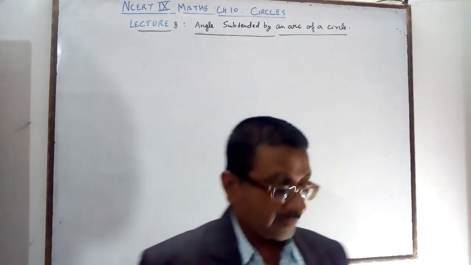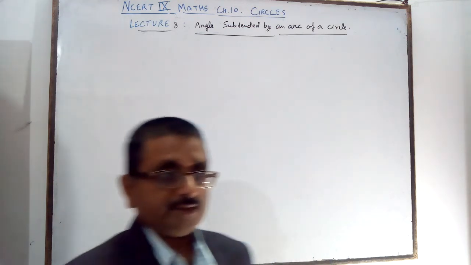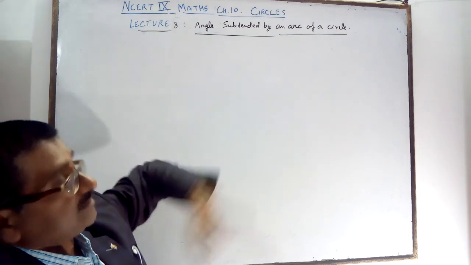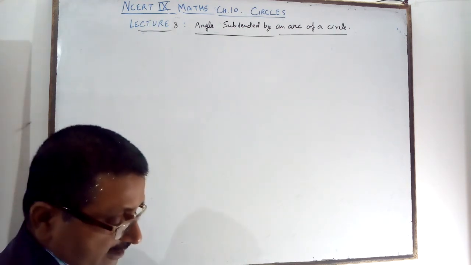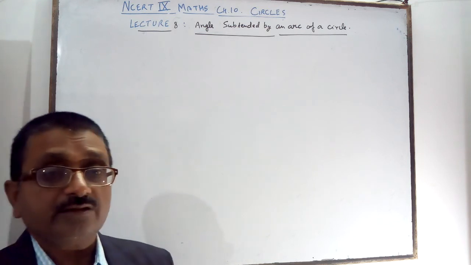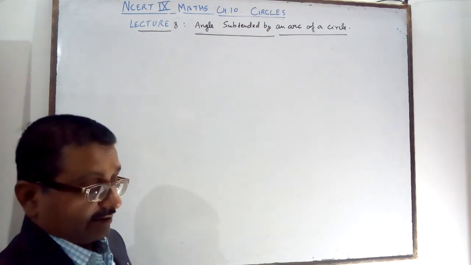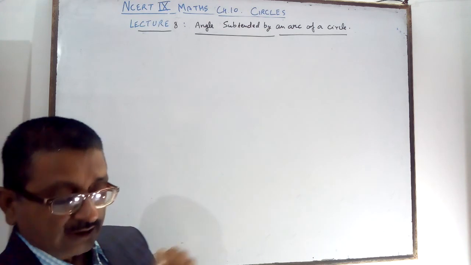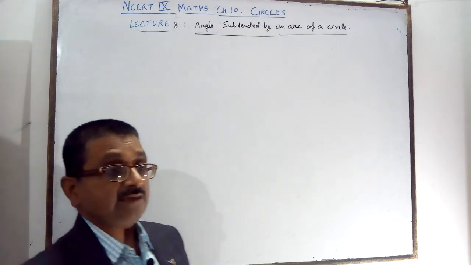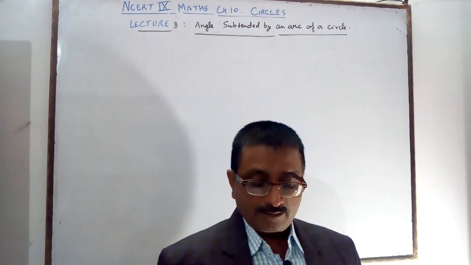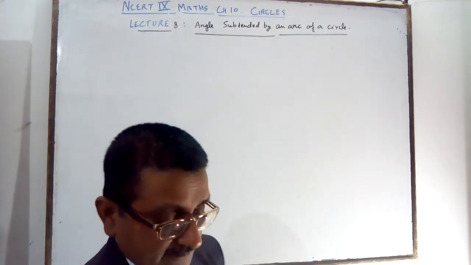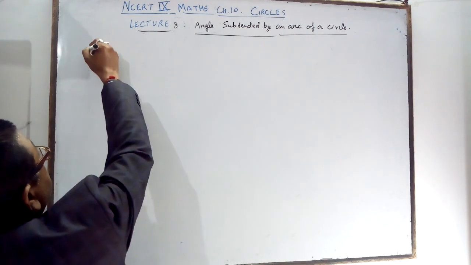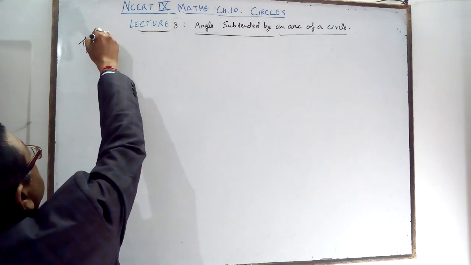Hello friends, you are studying theorem 10.8, angle subtended by an arc of a circle. Theorem 10.8 says the angle subtended by an arc of a circle at the center is double the angle subtended by it at any point on the remaining part of the circle. Remaining part. Angle subtended by an arc. It is theorem 10.8.